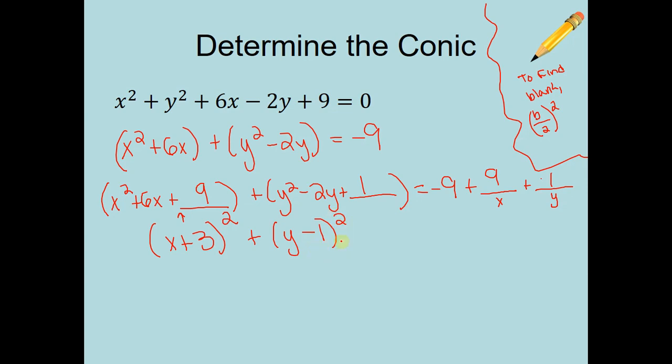So y minus 1 squared equals negative 9 plus 9, I have 0 plus 1, 1. And look, it looks exactly like a circle, like we said. Now, this circle would have a center of negative 3, 1, and it would have a radius of 1. Notice this is a much more useful equation for that conic. But this, if I would remultiply it out, should get me back to that equation as well.